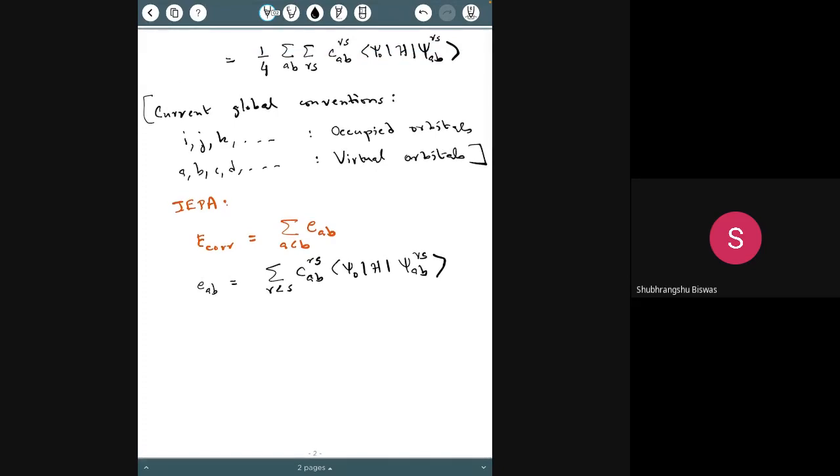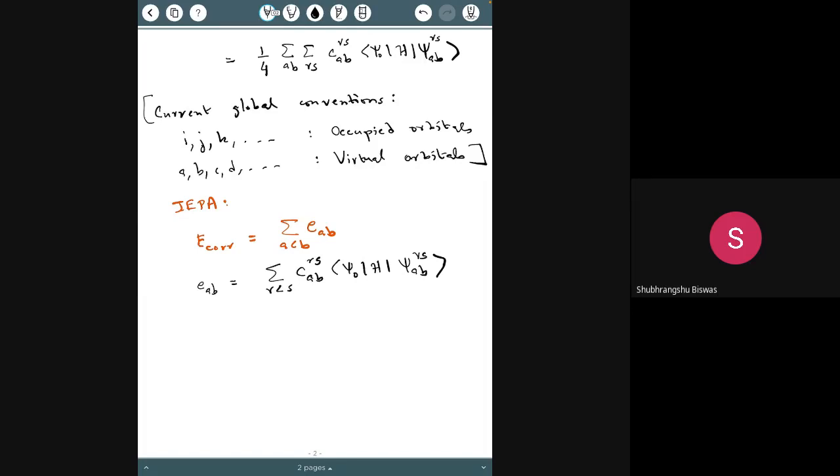So is that clear? This is just a definition of a pair correlation energy. Now if we knew what our coefficients are from a full CI solution, then the pair correlation energy is exact. So far we have not made an approximation. Now what is the approximation that we do to simplify our calculation?